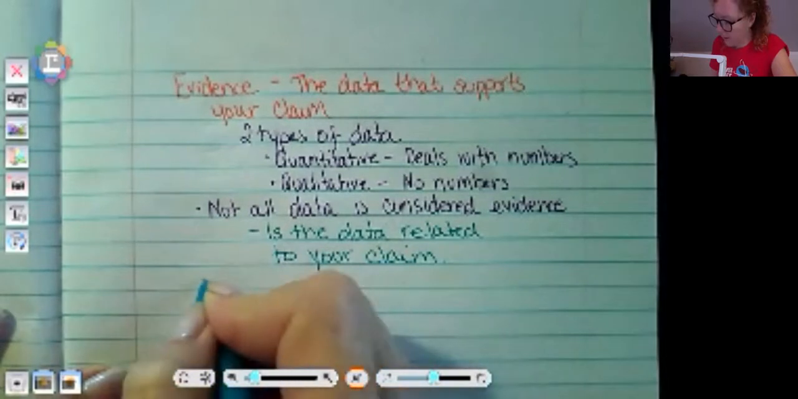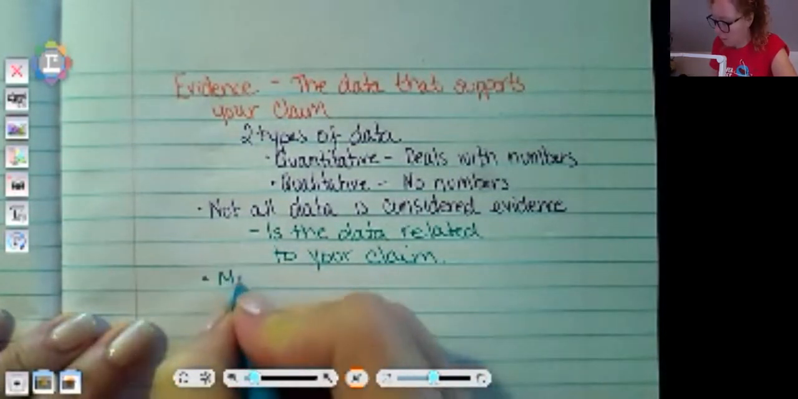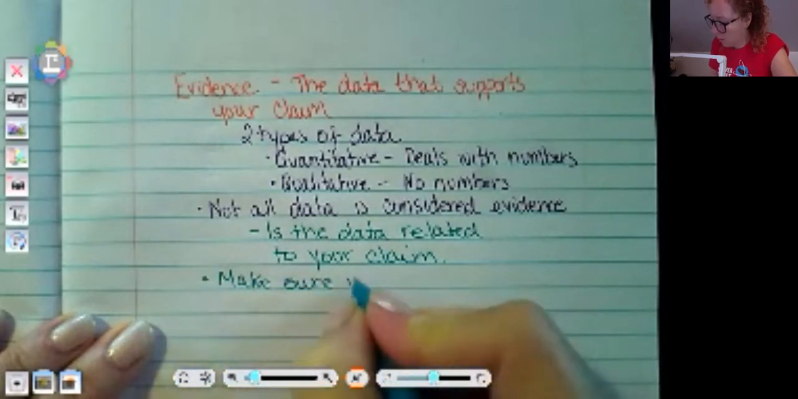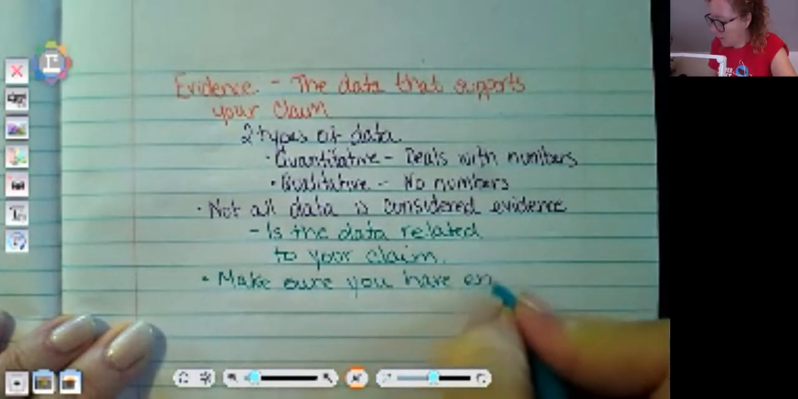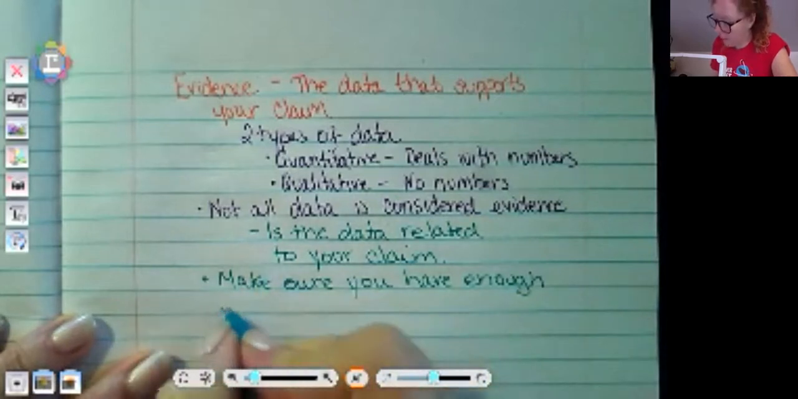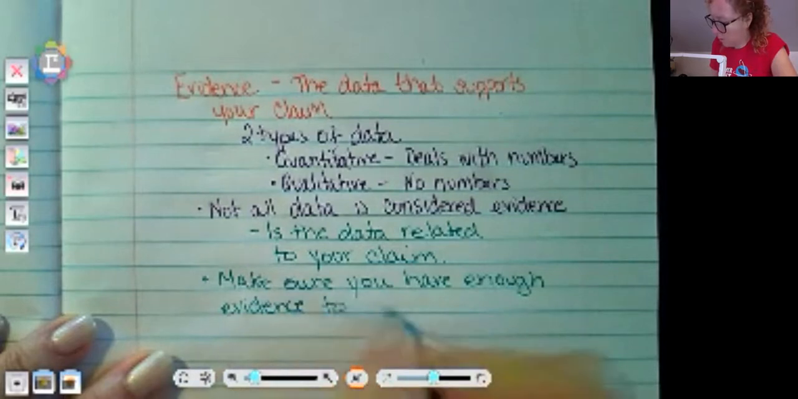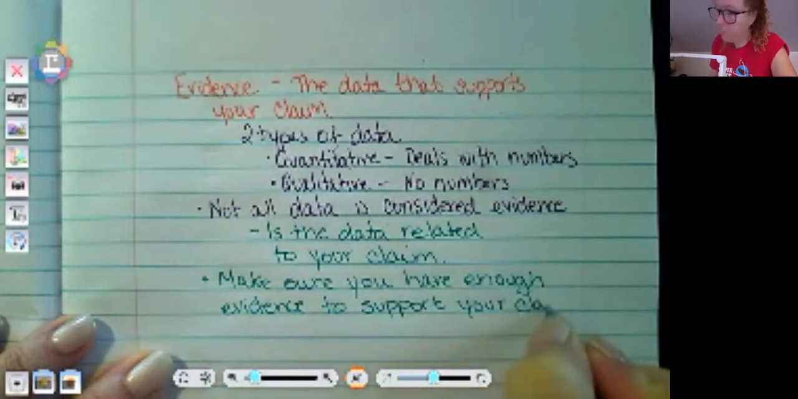And then make sure you have enough evidence to support. Okay.